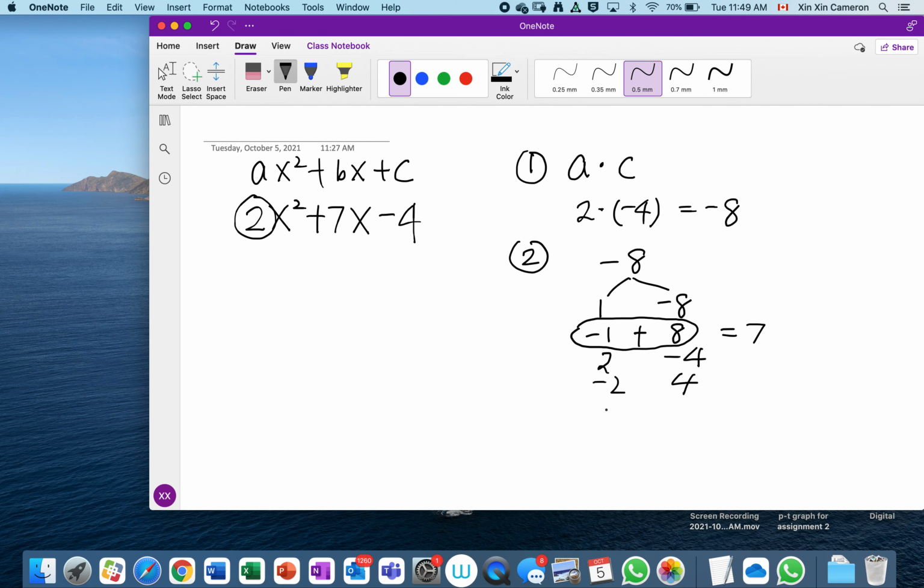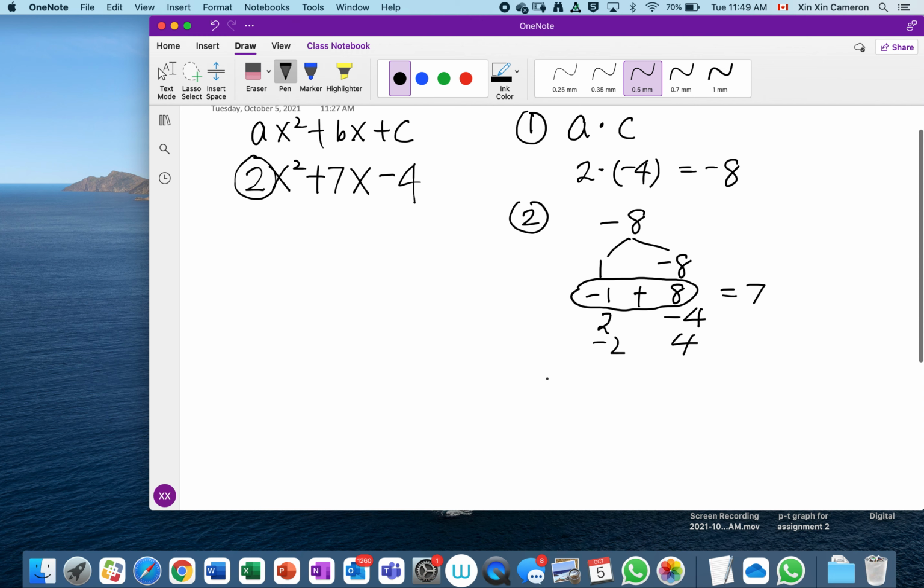So now the third step is very important to write out. Before, most of you would say, okay, x minus 1, x plus 8, done. But now it's a little bit more complicated. In this case, the third step is we're going to rewrite the 7x into +8x and -x, +8x and -1x, because we break it into this pair.